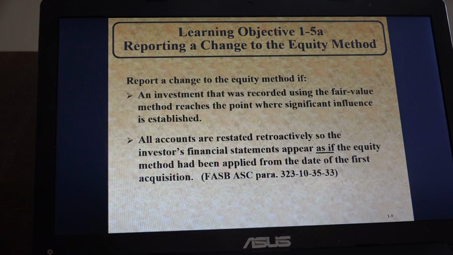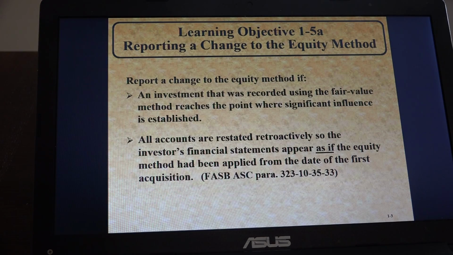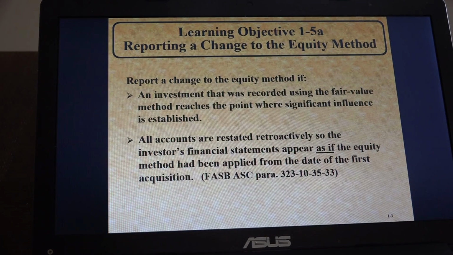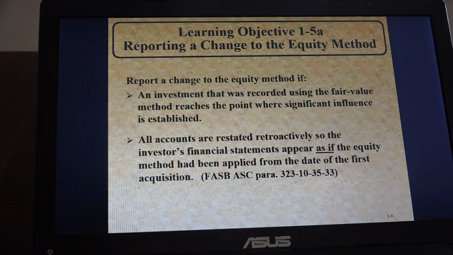So you can imagine what results from the time of the initial acquisition. But that's what FASB requires, so you must do that. And so one thing the rest of this slide doesn't give you is some of the examples in the book.